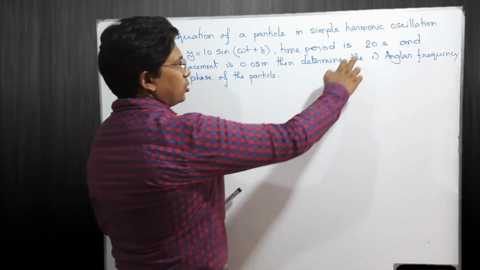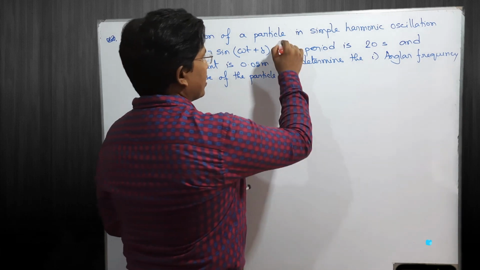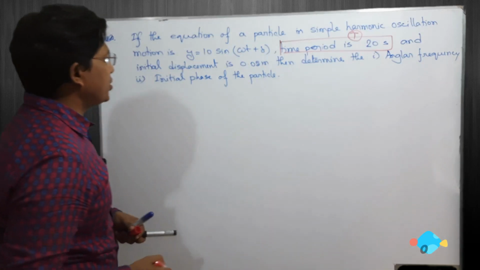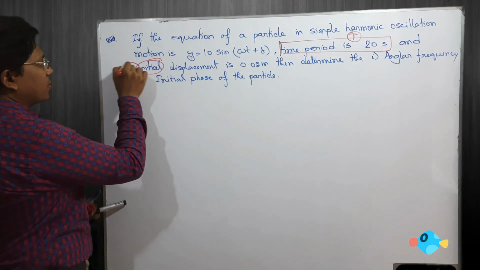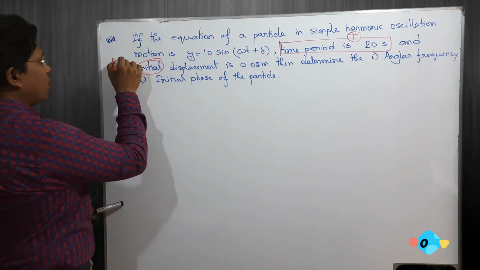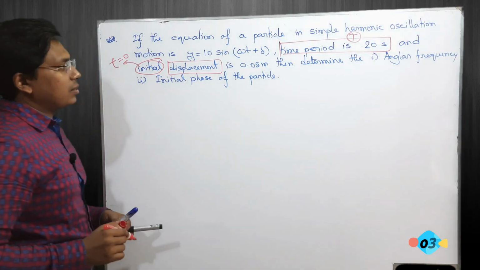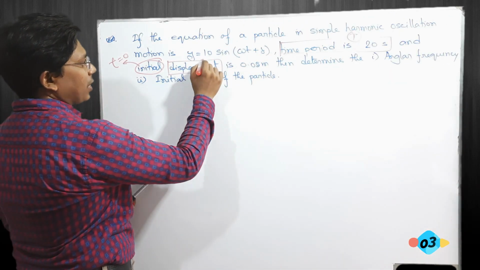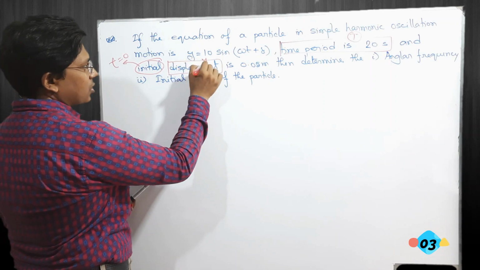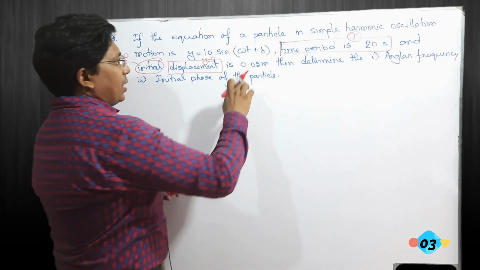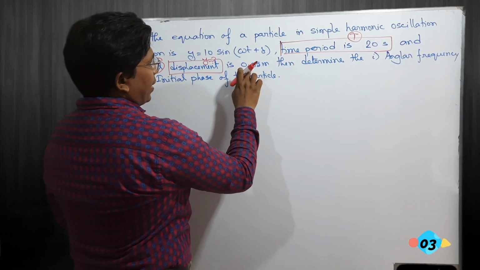Time period is 20 seconds. Capital T is given. And initial displacement, this word initial suggests that small t equals 0 second. Displacement means the required x or y. Here given is y, that's why the displacement is denoted by y also. The displacement is 0.005 meter.